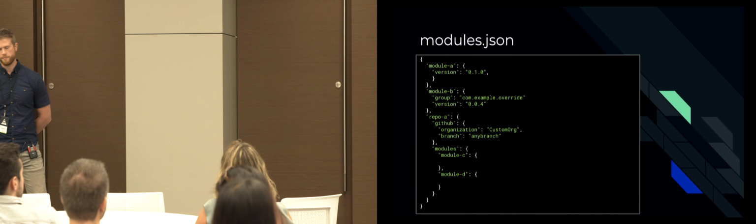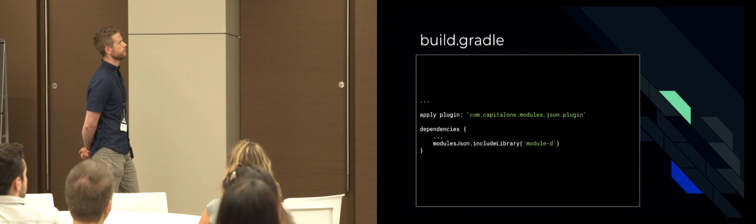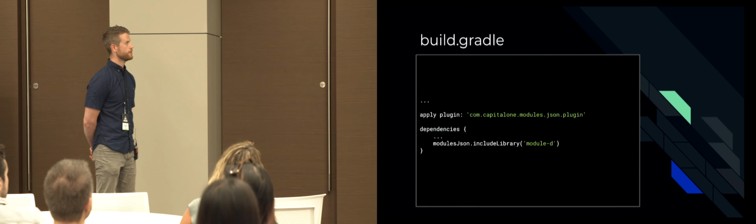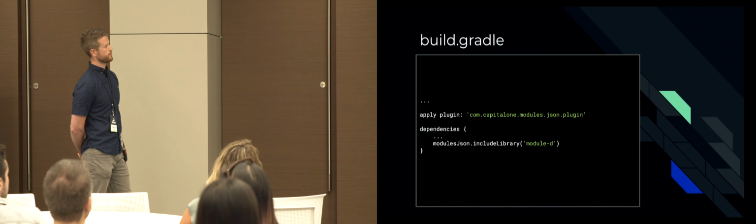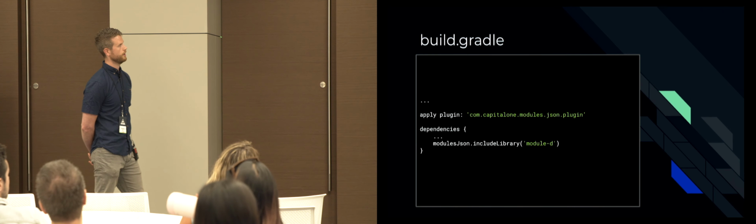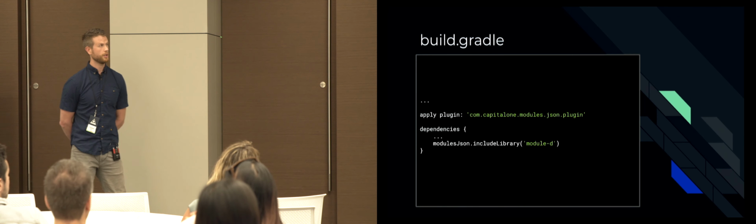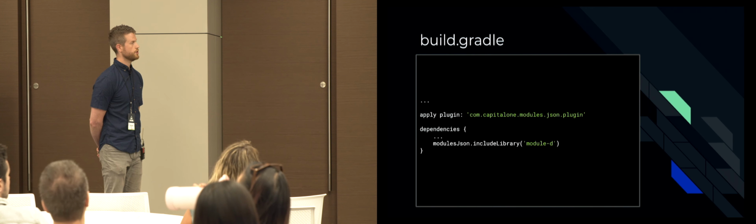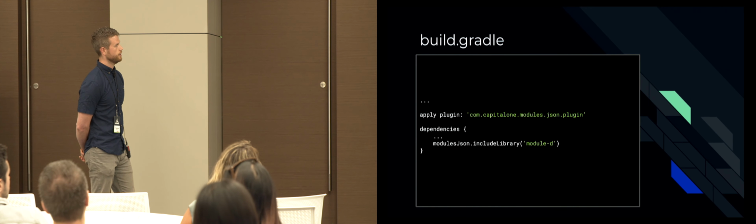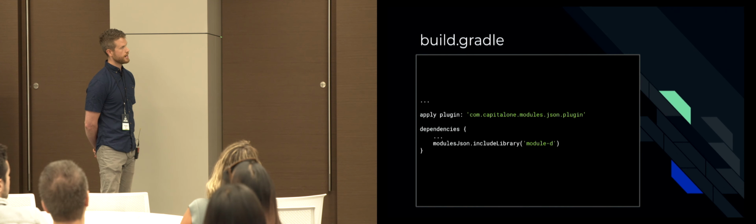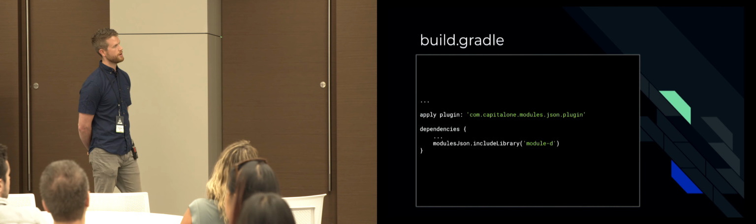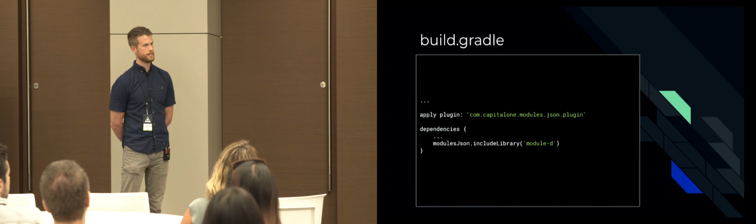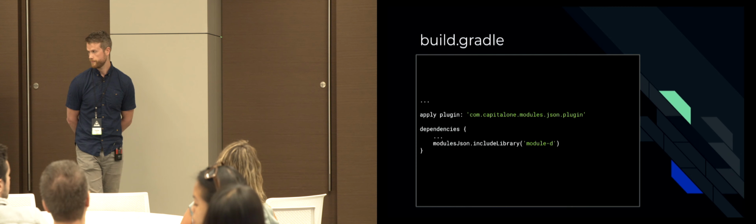And then finally, wrapping this all back into Gradle, what does this look like inside of your dependencies block inside of a build.gradle? Modules.json does have a Gradle plugin, so you would apply that plugin. And then you would essentially use the DSL that's offered by the plugin, say modules.json dot include library, and then you'd reference a module that is listed within modules.json, so module D in this case.